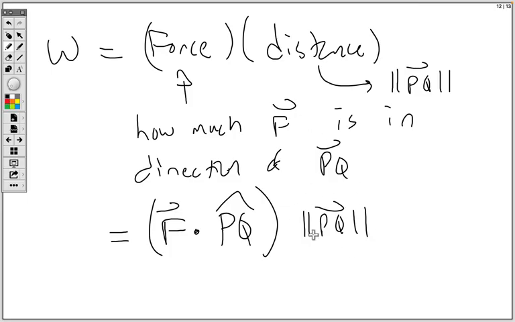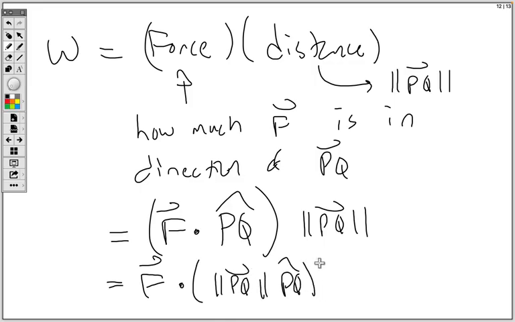Now, the magnitude of PQ is a scalar. I can float that scalar and associate it with either factor here. So what I can do is rewrite this as F dot the magnitude of PQ times the direction of PQ. And that's exactly the vector PQ, because it's its magnitude times its direction. So I get F dot PQ.